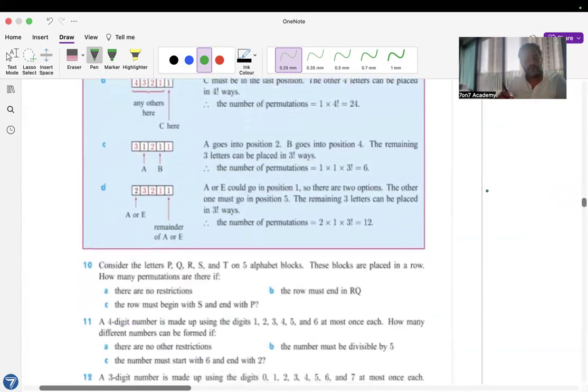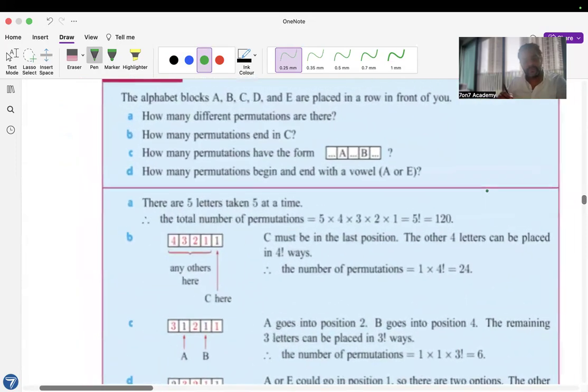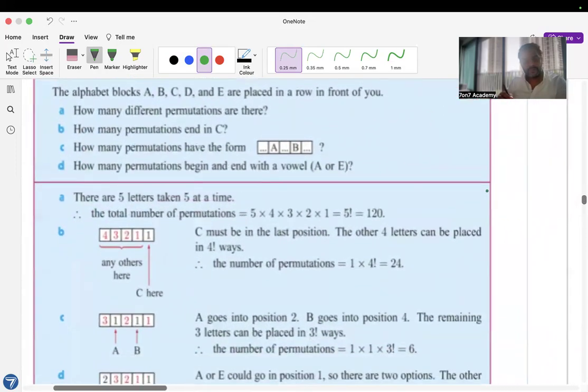Moving forward, these kinds of questions. Can you do question number 8? Can you try by yourself? The letters are given, how many different permutations are there? They're not saying anything, so 5 factorial. Now how many permutations end with C? It means you fix C's place. Ends with C means that place is fixed. The rest you can change.